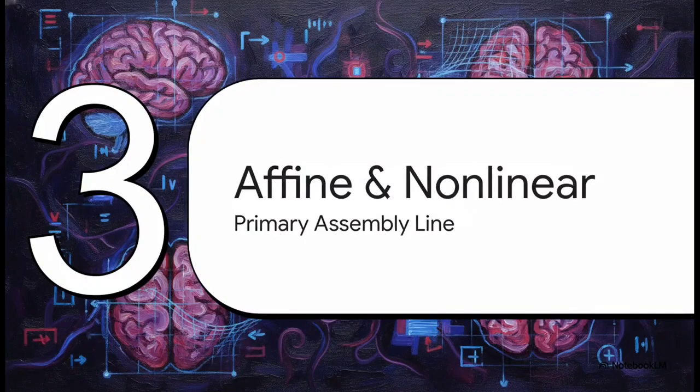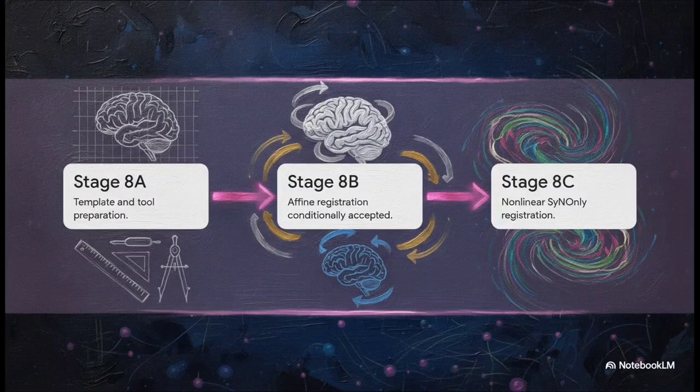Which brings us to Section 3, affine and nonlinear alignment. This is basically our primary assembly line. Here's where the process really starts building sequentially. The pipeline moves from basic template preparation in Stage 8A, which confirms the readiness report, to increasingly complex geometric adjustments. In Stage 8B, we see affine registration. That generally involves scaling, rotating, and translating the brain to fit a model. Then it steps up a gear in Stage 8C with nonlinear registration. That's a much more complex warping process used to precisely match the intricate, unique folds of the brain.